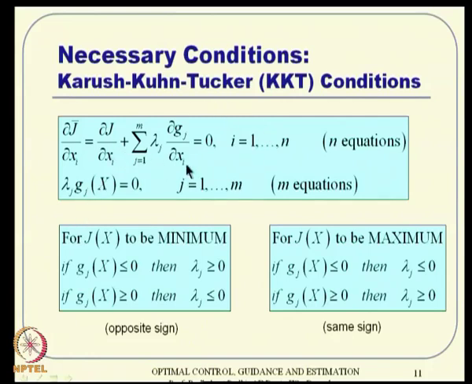So, what does it tell us? It gives us these two conditions. That means del j by del xi has to be equal to 0 and lambda j gj has to be equal to 0. These are the two equations using which we have to solve for various conditions for the lambdas. Then, if it is a minimization problem and this constraint g j of x happens to be negative, that is, less than or equal to 0, then lambda j has to be positive.